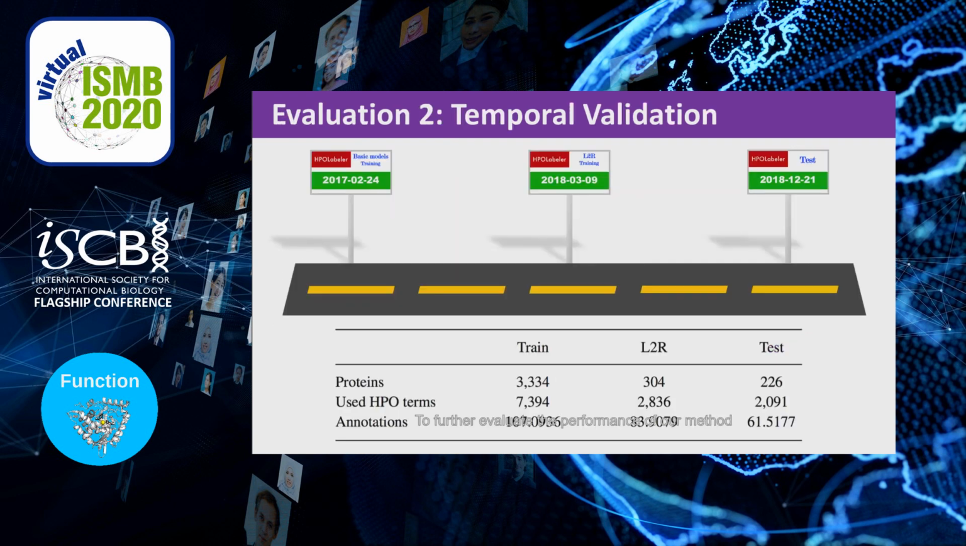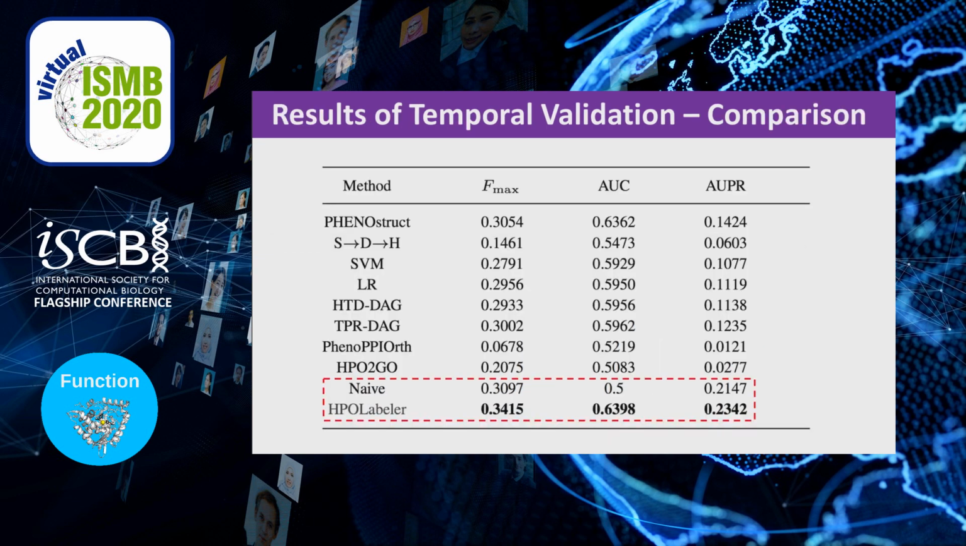To further evaluate the performance of our method, we conduct temporal validation here. The setting is similar to the CAFA challenge. Here are the results. Our method is the only one that is not better than naive. The result is consistent with CAFA 2. It is so strange, right? Naive doesn't use any data source but achieves good performance.